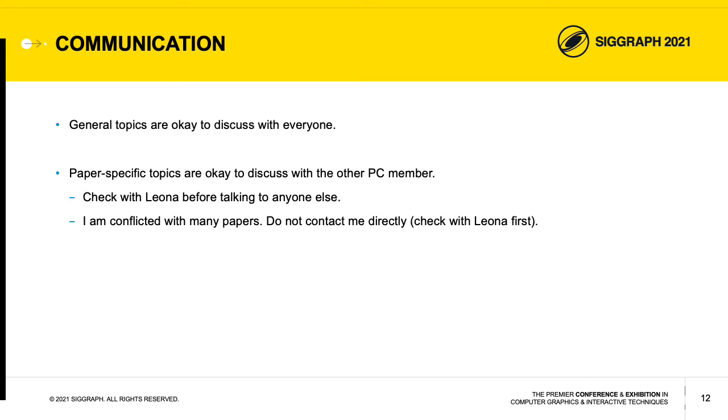Last, a reminder of how to communicate. We can talk together about any general topic, but we should be careful as soon as we discuss issues specific to a paper. You can talk with the other program committee member without checking. But if you want to talk to anyone else, you should first check with Leona. In particular, I'm conflicted with many papers. You should not contact me directly without checking with Leona first.